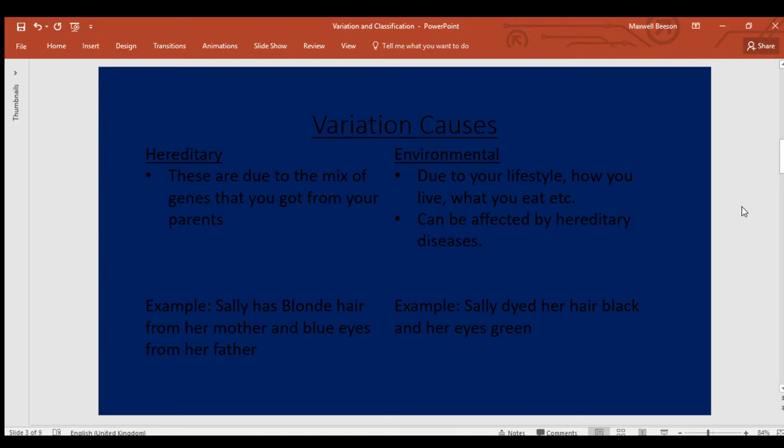So if two people eat the same amount of food, one may be more overweight than the other due to hereditary diseases or conditions that cause them to become overweight quicker. And the example I've got here is Sally dyed her hair black and her eyes green.